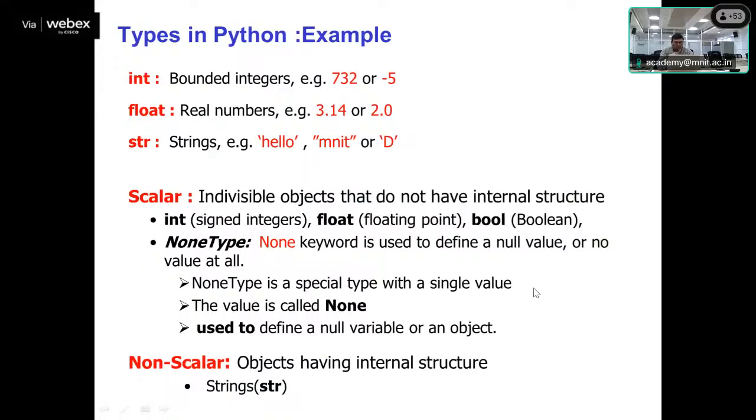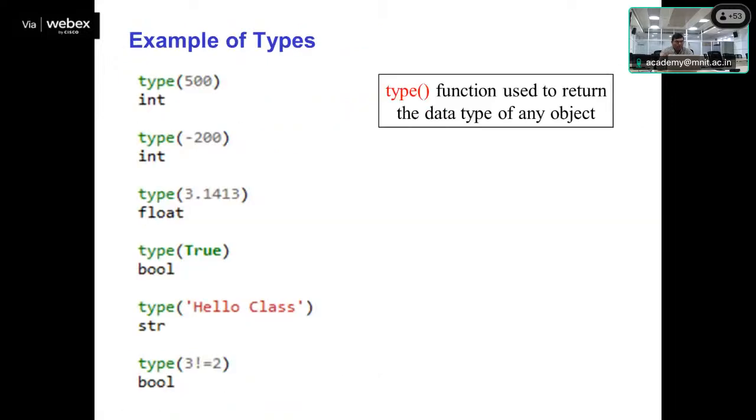They have their own internal structure, which is why we can refer to individual characters within a particular string, or maybe in a tuple. So this is what the type function is used for, which returns the data type of any object. Type 500, it is an integer. Type minus 200, it is also an integer. Type 3.14, it is a float. Type True, which becomes type boolean. Type "Hello class", this is a string. Type of 3 not equal to 2.